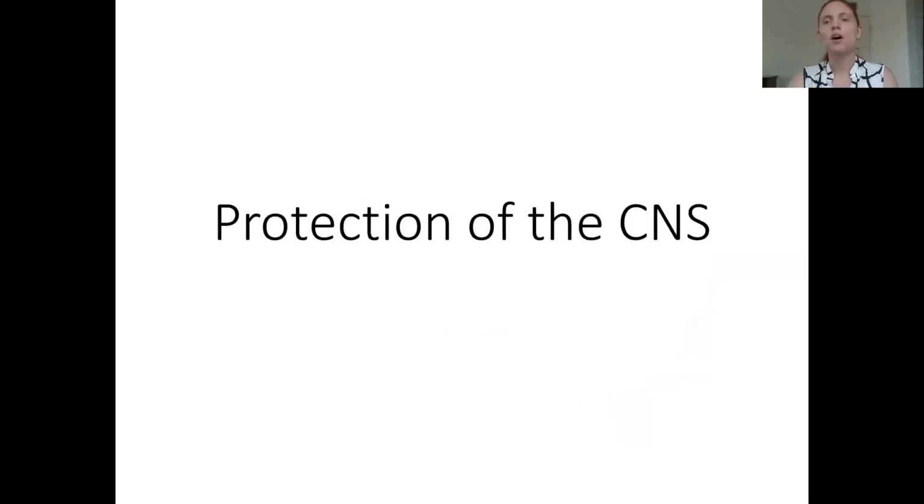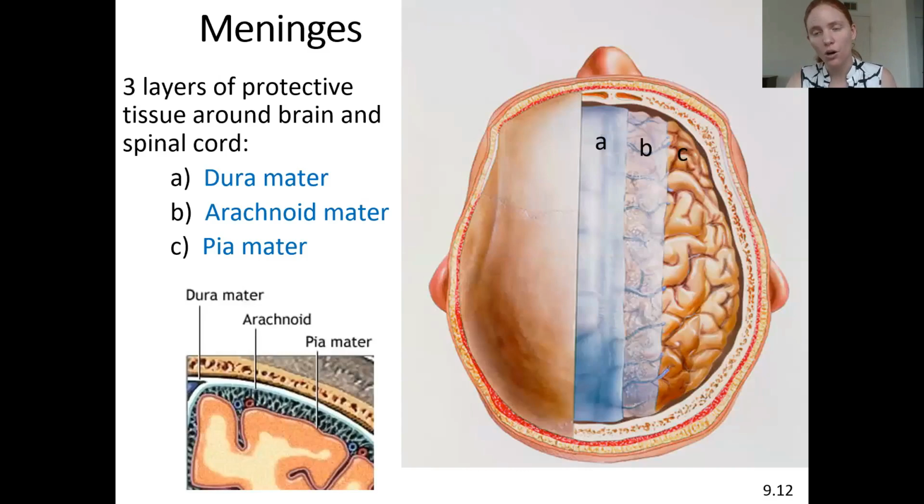Okay, let's move on to protection of the brain. Obviously, we have the skull, but underneath that, we have some connective tissue layers. Those are collectively called the meninges. If that is singular, it's called the meninx. Meninx, sort of like phalanx, meninx.